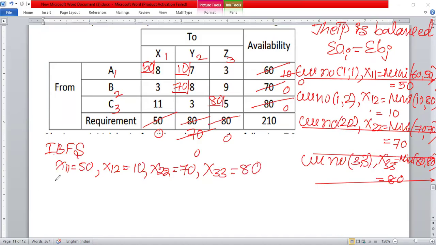So only 1, 2, 3, 4 allocations are there. Now, transportation cost is equal to the formula. Compulsorily you have to write Cij into Xij. Okay, thank you for the answer. Just wait for a minute.